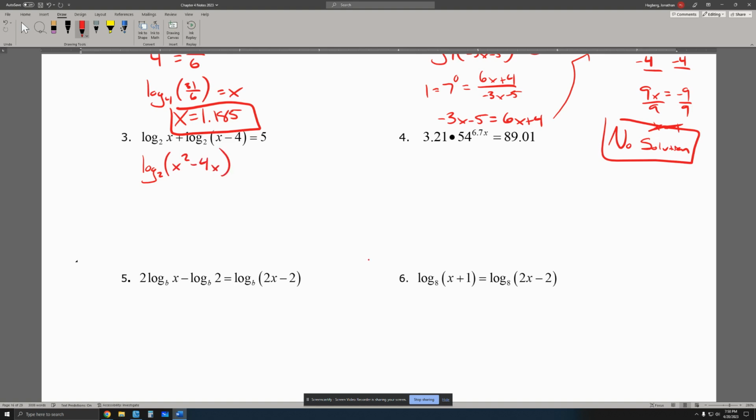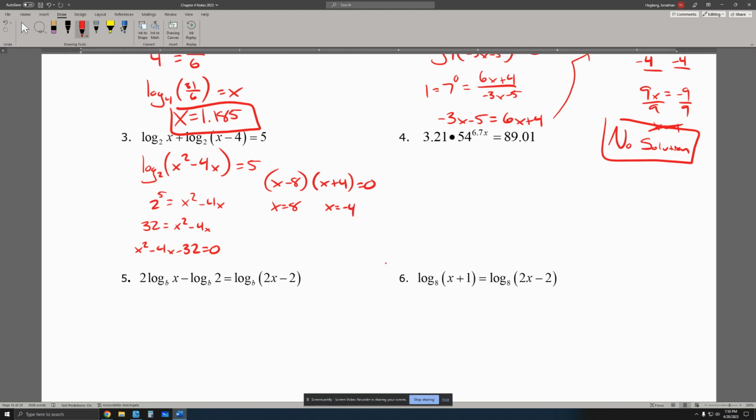So we multiply x times the quantity x minus 4. I went ahead and multiplied that out. We get 2 to the 5th is equal to x squared minus 4x, or 32 is equal to x squared minus 4x, or x squared minus 4x minus 32 is equal to 0, subtracting 32 from both sides. This factors to x minus 8 and x plus 4 equals 0, x equals 8, x equals negative 4.